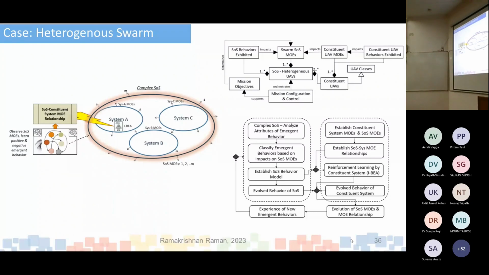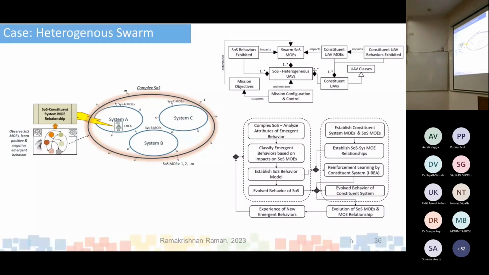In this case, again, the figure on the top right talks about a swarm of UAVs. You're going to have MOEs at the swarm level, and each of those UAVs also has its own MOEs. At the overall swarm level, you're going to have mission objectives. The behavior exhibited at the swarm level impacts the MOEs of the swarm, whereas whatever behavior each individual UAV exhibits impacts the MOEs of that individual UAV. So there are different means by which you can analyze the relationships between what happens at the individual level and what happens at the swarm level. You can do a simple relationship matrix, but since the relationship is complex, you can leverage neural networks again to learn the relationships between what happens at the individual constituent UAV versus the overall swarm.